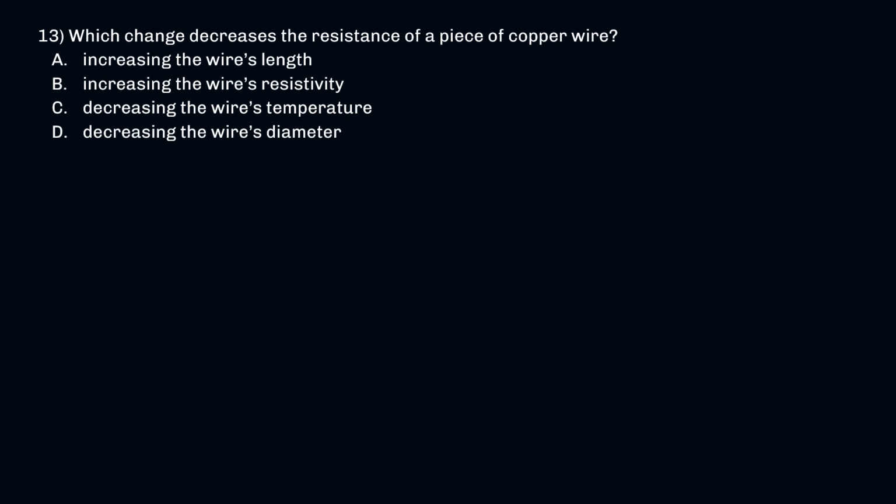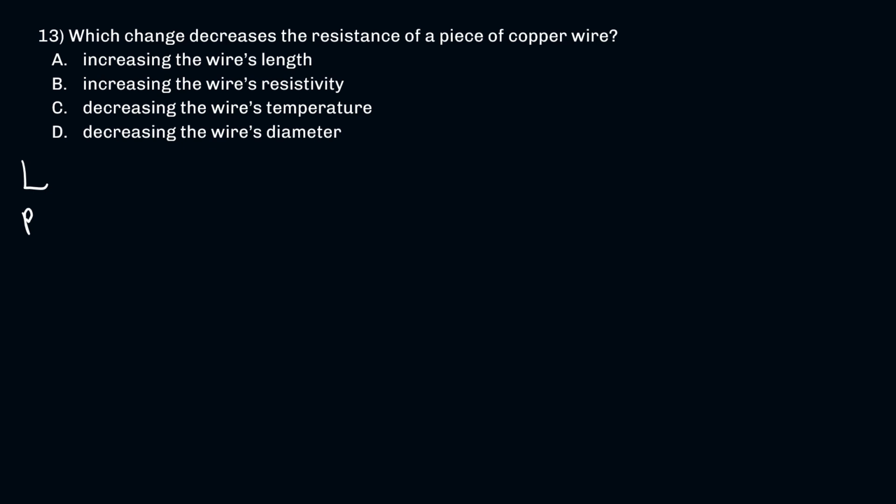When you're dealing with copper and resistance, you're going to be in the electricity portion of the reference table, so look for what these variables are. Length is L. Resistivity is the Greek letter rho, which looks like a P. There is nothing about temperature on the reference table besides the resistivities at 20 degrees Celsius.